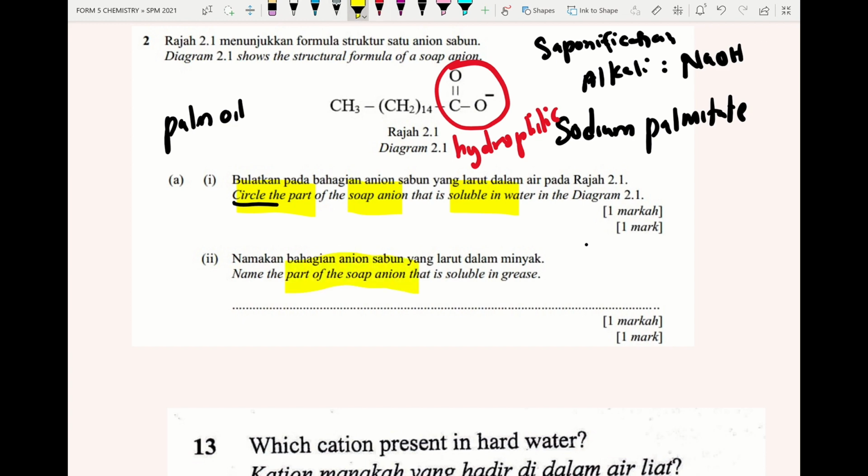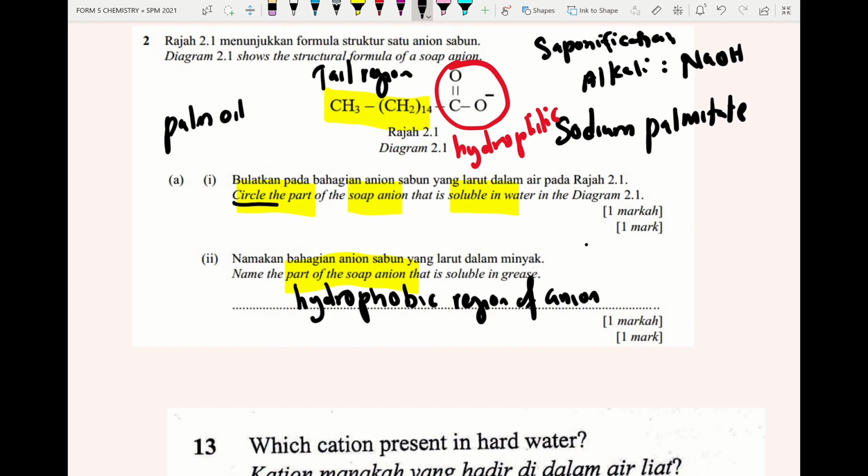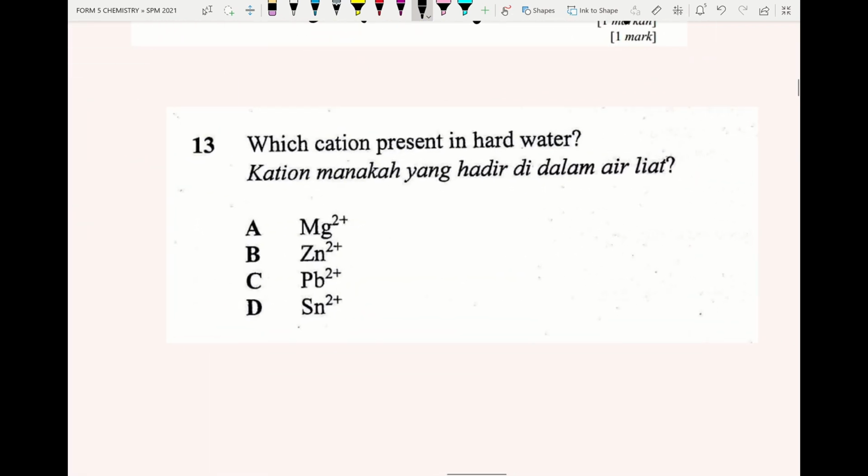Name the part of the anion of soap that's soluble in grease. That will be the tail region. Please remember this region. This region is known as the tail region of the anion of soap, and it is known as the hydrophobic region. Please remember this question. All right, next we move on to the next question.